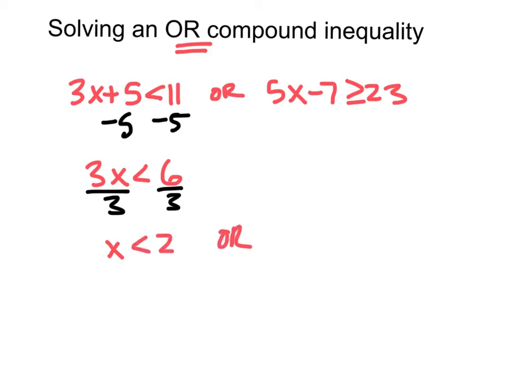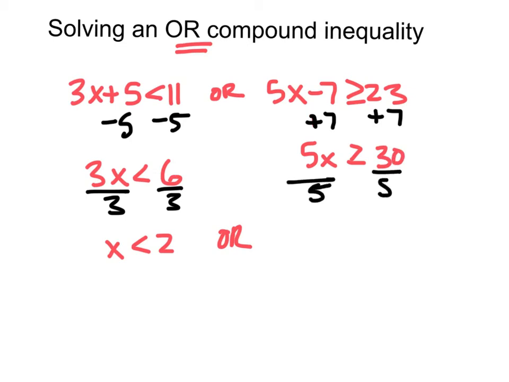Or, on this side, 5x minus 7 is greater than or equal to 23, so I need to add 7 to both sides and do that in a different color. So 5x is greater than or equal to 30. Just like solving, I divide by 5. And x is greater than or equal to positive 6. So now I'm going to graph that on my number line.